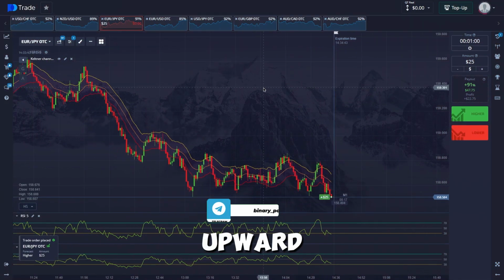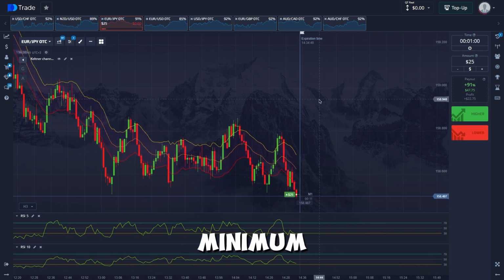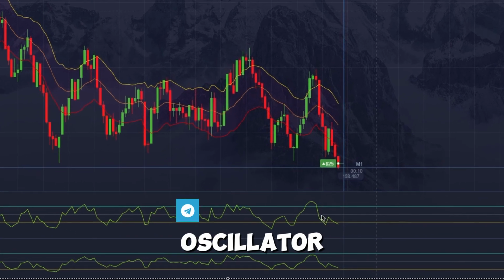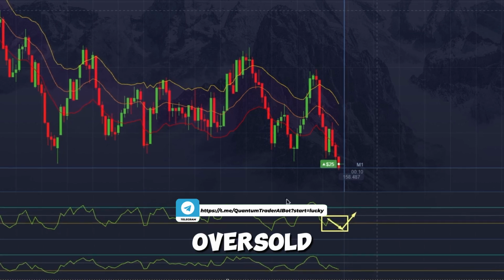And let's open an upward trade here. A good entry into the trade for the formation of a new local minimum. Select a working area. Here we will also focus on our upper oscillator, more precisely on its moving average, which will have to come out of the oversold area.